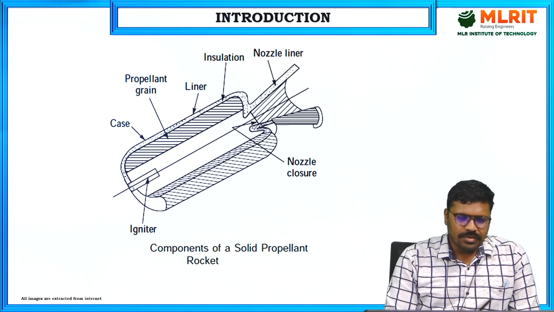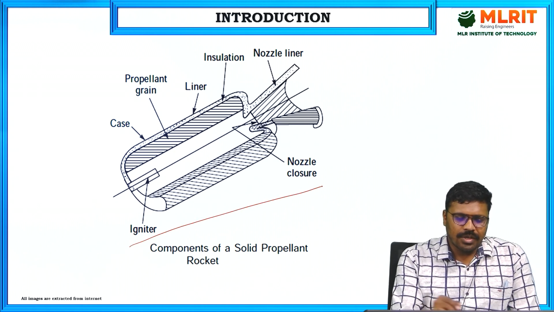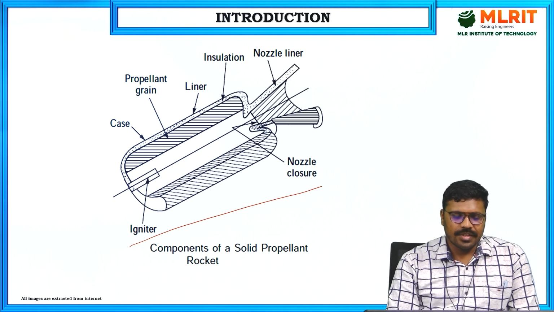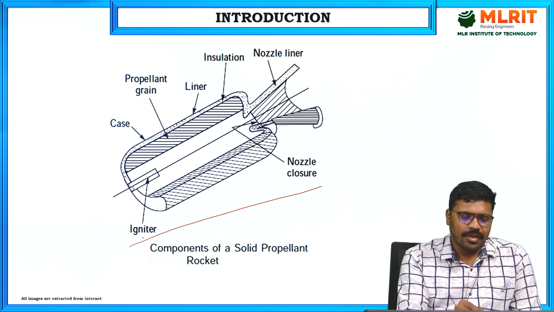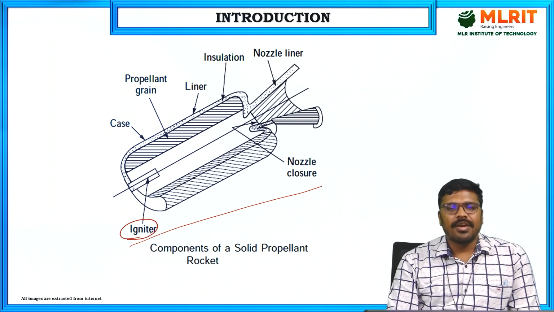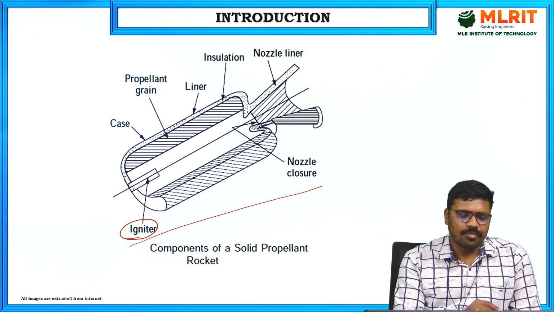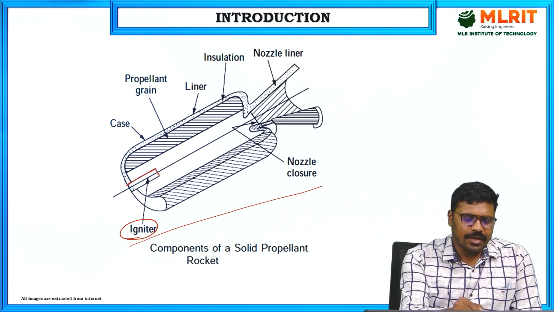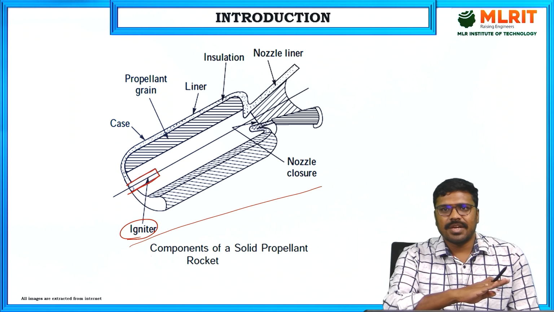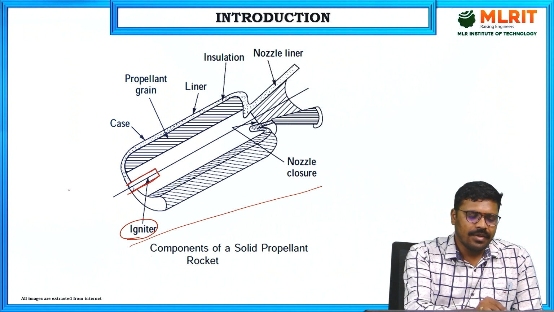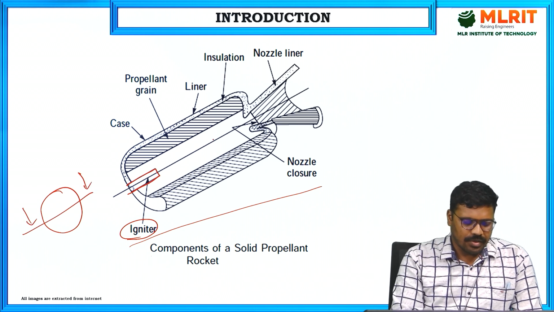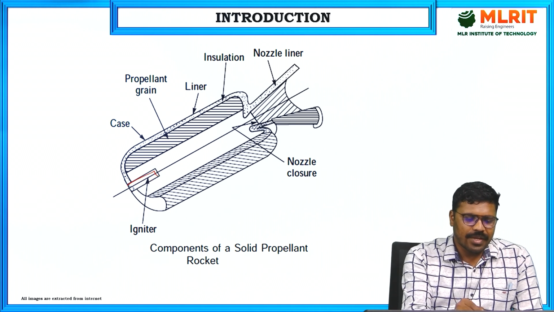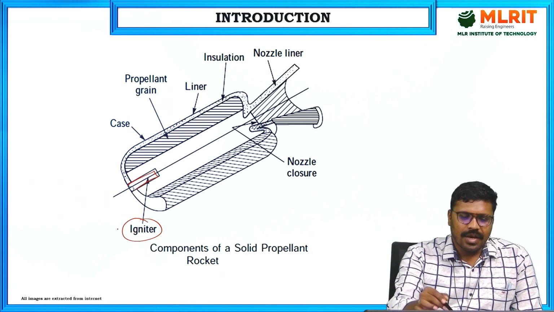Coming to the introduction, this is the solid rocket motor cut section. Here you can see the cut section of the solid rocket motor, and these are the main components of the solid propellant rocket, not including all components. Here you can see this part is the igniter. If you observe, it is a cut section, with a cylindrical grain. If you see the motor case like this, if I cut and view from the top, it will be visible like this, and here you will place an igniter. This is the igniter, and this is the nozzle.